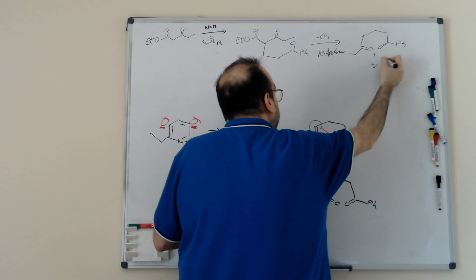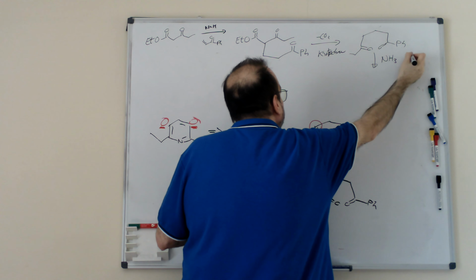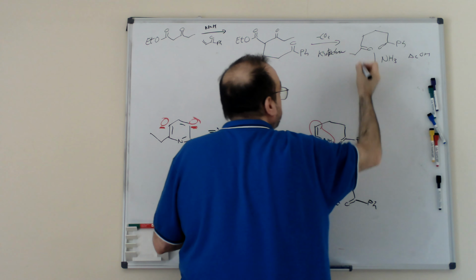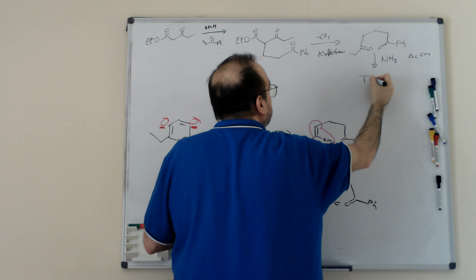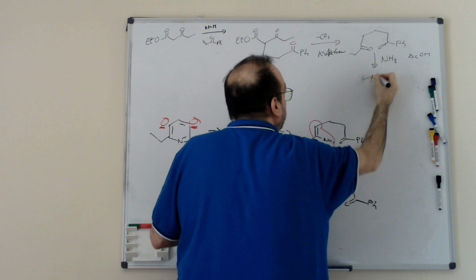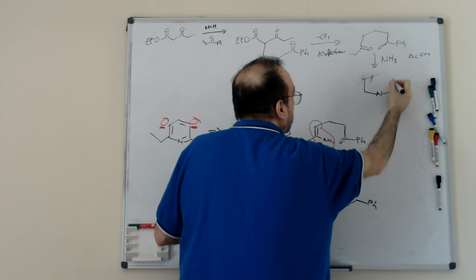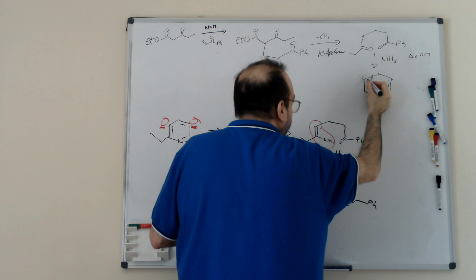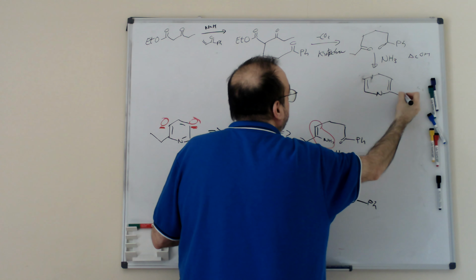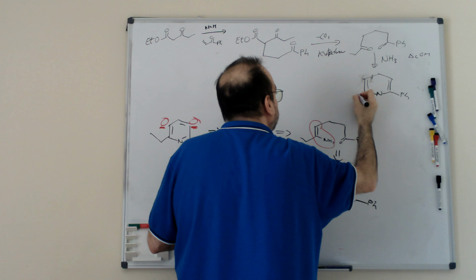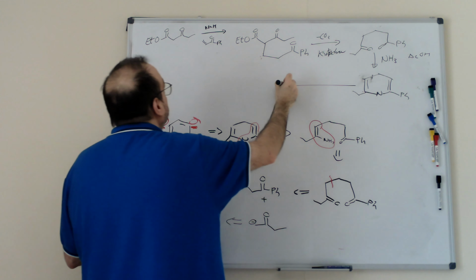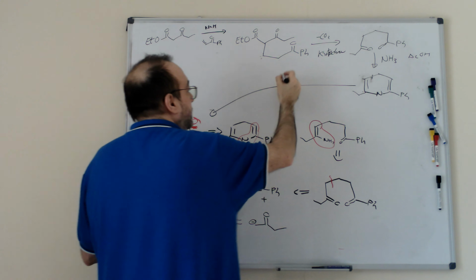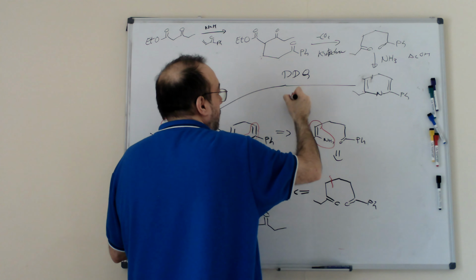And then we add ammonia with a little bit of acid to catalyze the reaction, and we form the two imines and tautomerization to the enamines, and we get the dihydropyridine, that to get the final product, basically DDQ or MnO2.